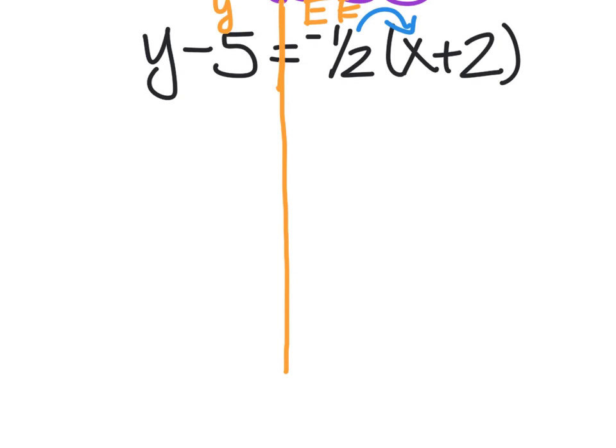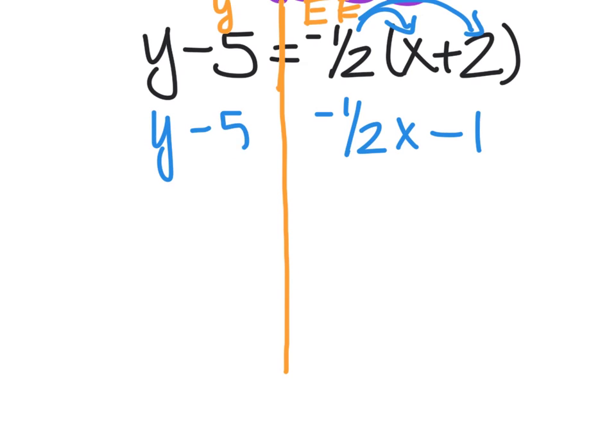So -1/2 times x is still -1/2 x, negative 1/2 times positive 2 is going to give us a negative 1. So on the left side, I still have y minus 5 equals negative 1/2 x minus 1. If I need this side to be my y side, that means this minus 5 has got to go. So to get rid of minus 5, I'm going to plus 5 to both sides.